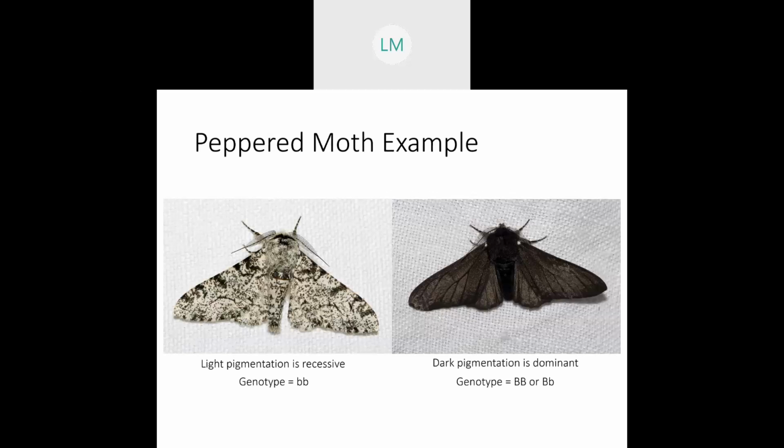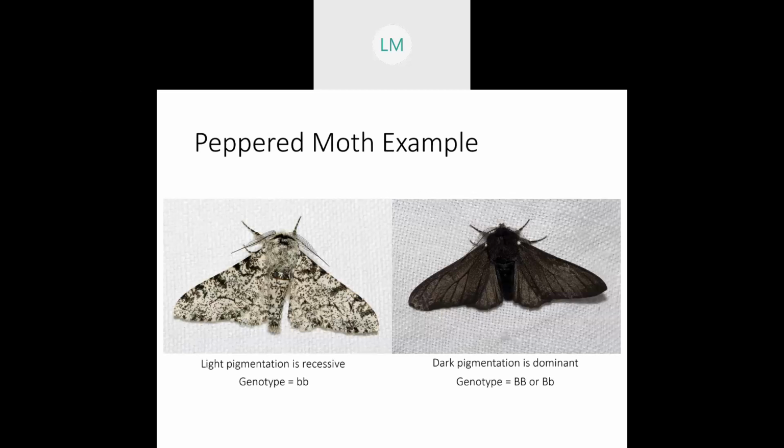The example that we're going to use is the peppered moth. So this is a species of moth that is really helpful to look at microevolution. There are 2 phenotypes that we see. We've got light pigmentation. You can see it's kind of speckled there. And that is a homozygous recessive genotype. So if we're talking about the letters here, we've got 2 little b's as our genotype.